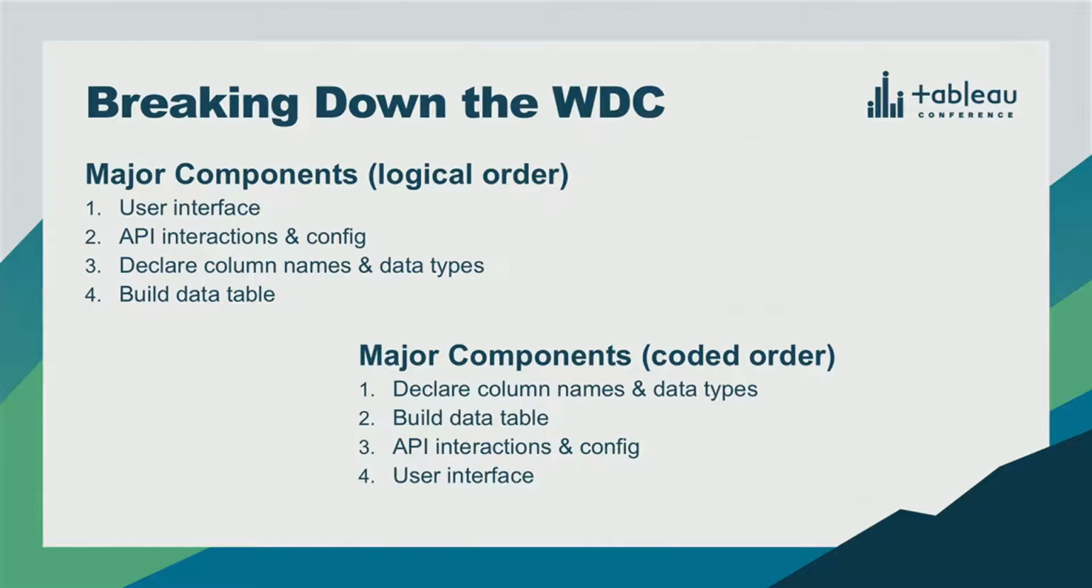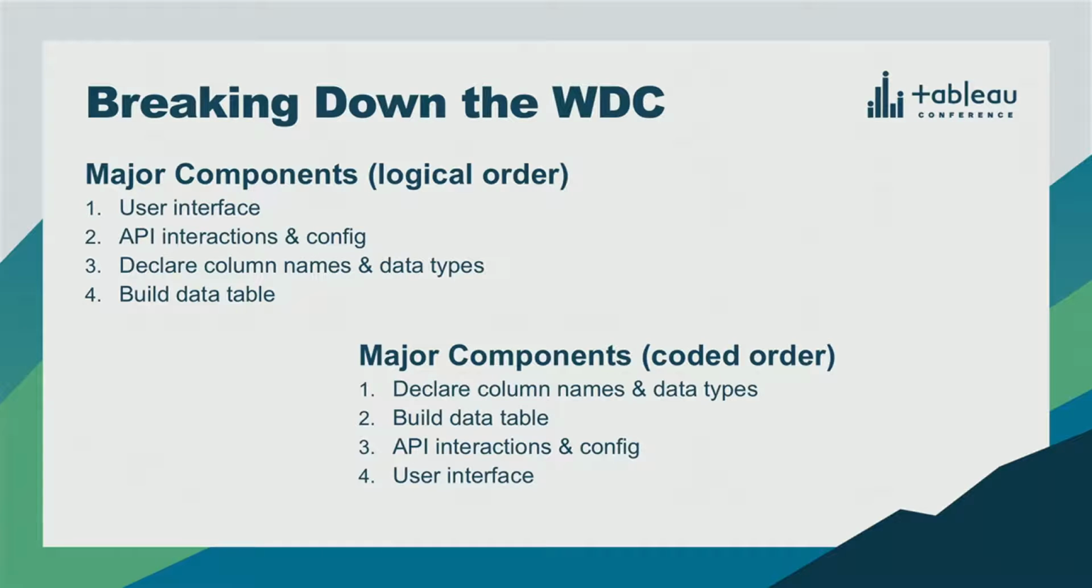When it comes to the code, it's kind of in reverse. At the top, we declare the column names and data types. We declare the bit about how to build the data table. Then we do the config bit in the code. And then right at the bottom is the interface. So the first thing you're going to do when you're opening up a sample is scroll all the way down and look at what's at the bottom, and then work your way back up.